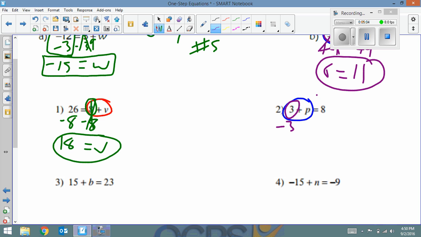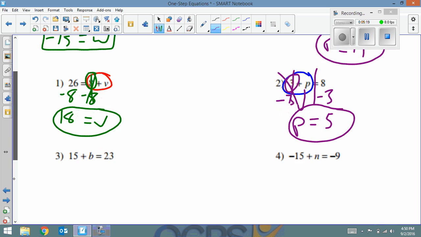And whatever I do to one side of that equal sign, I got to do the other. So we're going to cancel that out. So I'm going to get P, because that comes down. P is equal to positive 5. Okay, let's do a couple more.